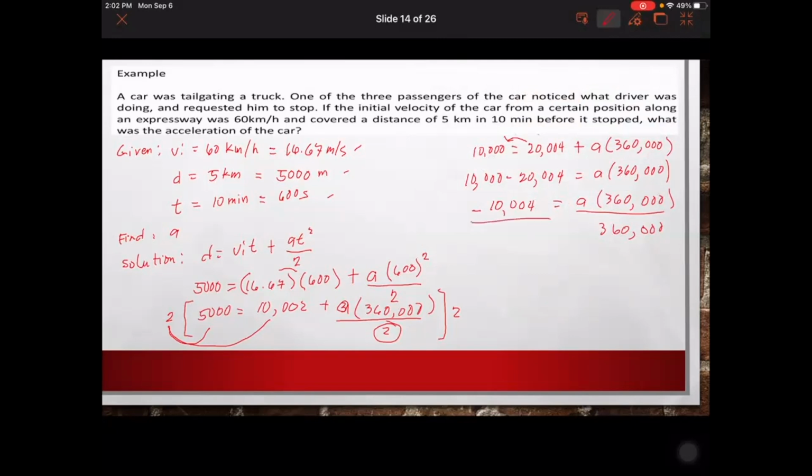So, divided by 360,000. Cancel out. So, your A is equal to negative 10,004 over 360,000. What is A? Siyempre, negative yan. What is A?